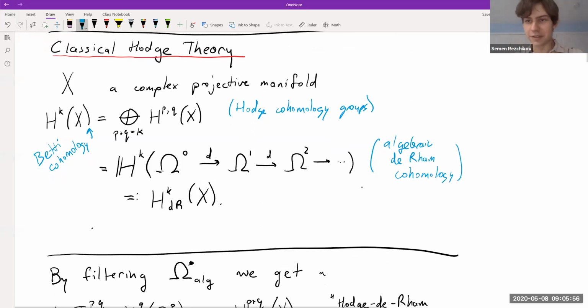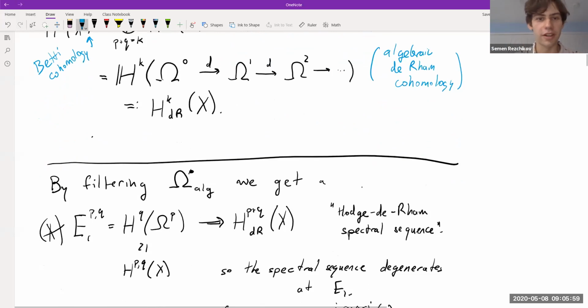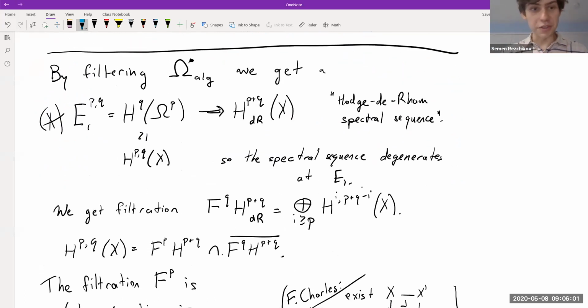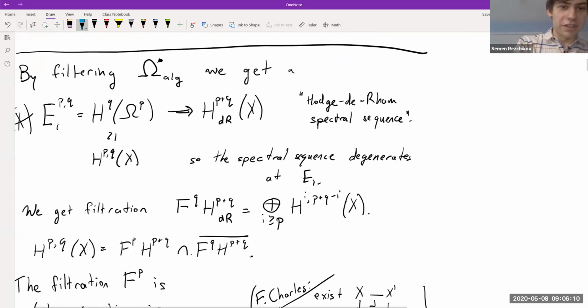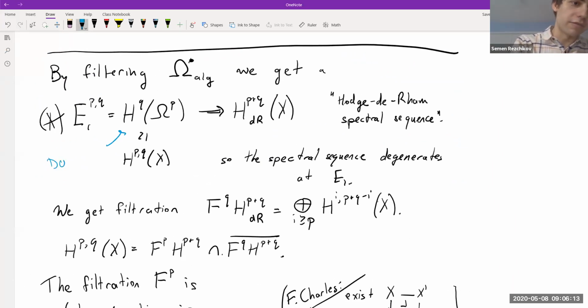Okay, so if you have a complex and you take its hypercohomology, well, if you filter the complex, you're going to get a spectral sequence converging from the homology of the subquotients to the hypercohomology of the complex. The homology of the subquotients is clearly just the cohomology of these sheaves. This is Dolbeault cohomology. And by Hodge theory, the Dolbeault cohomology is the same as the Hodge cohomology, which decomposes the de Rham cohomology into pieces. So the spectral sequence can't have any differentials, and it has to degenerate at the first page. This spectral sequence is called the Hodge-de Rham spectral sequence.